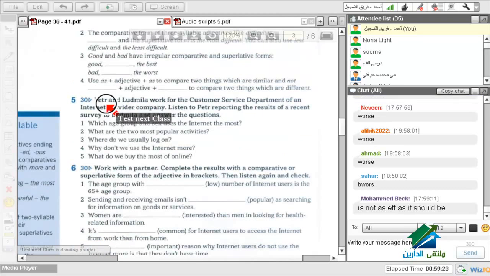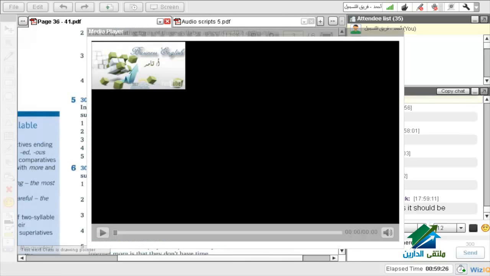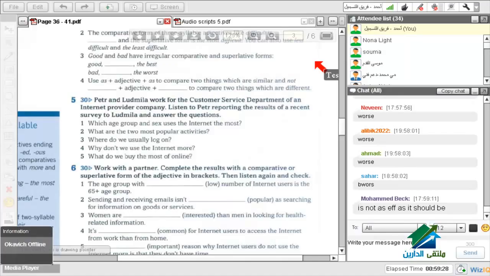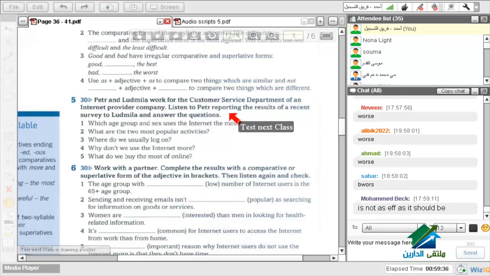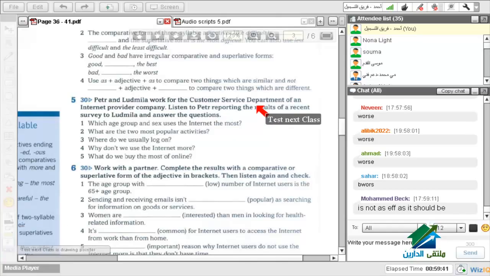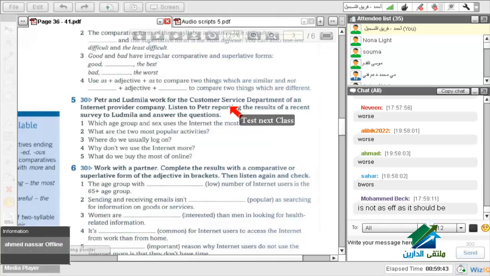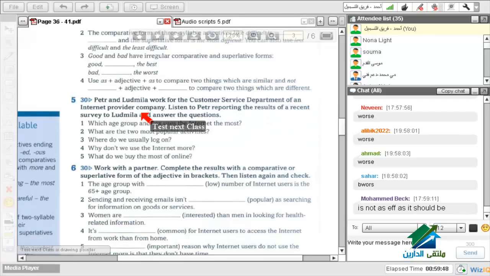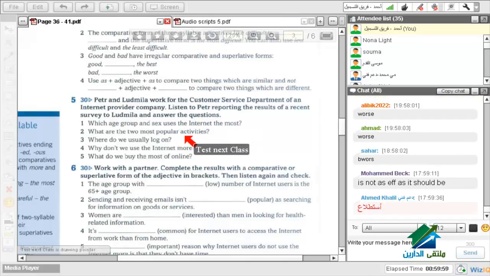Audio number 30, please. Now you have Peter and Ludmila. Work for the customer service department of an internet company. Listen to Peter reporting the results, and here pay attention to how to report results. So about a recent survey, you know what a survey is? Someone can translate to the others.